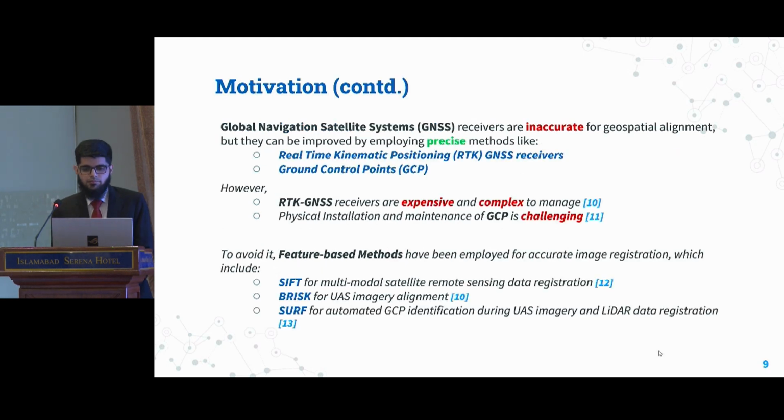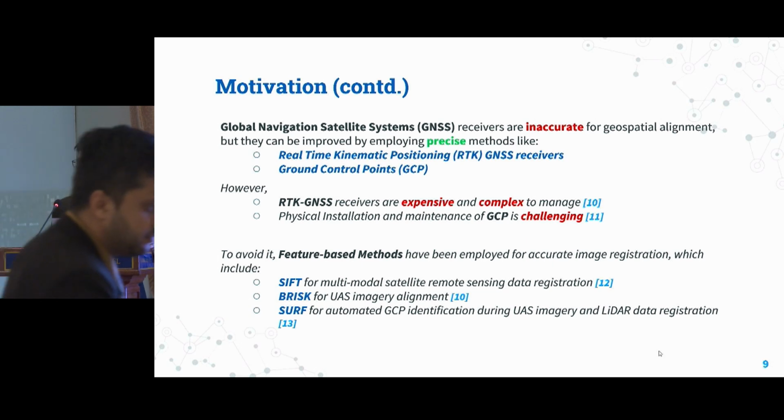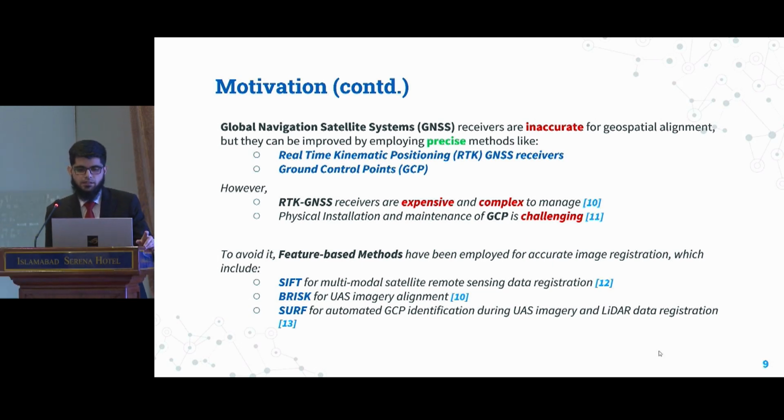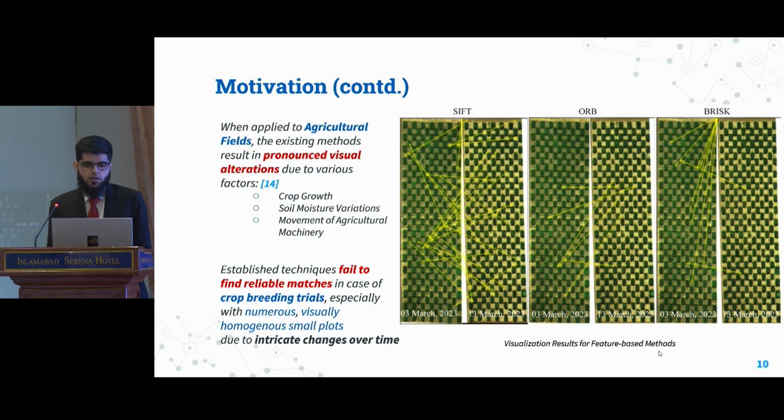Global navigation satellite systems are normally used, but they are inaccurate for geospatial alignment. They can be improved by employing precise methods like RTK GNSS receivers and ground control points. However, both of these methods have drawbacks. The first is expensive and complex to manage, while the other is also challenging to physically install and maintain. To avoid these, feature-based methods such as SIFT, BRISK, and SURF are commonly employed for accurate image registration.